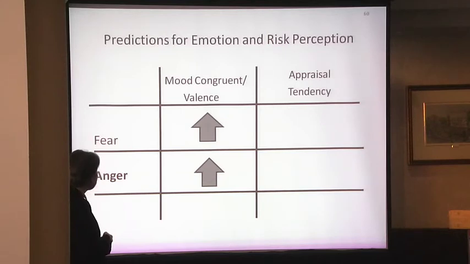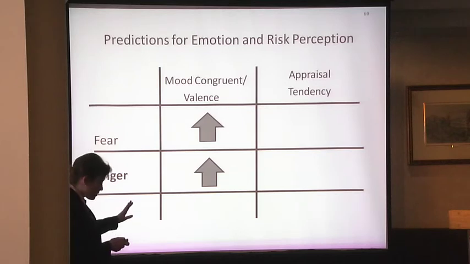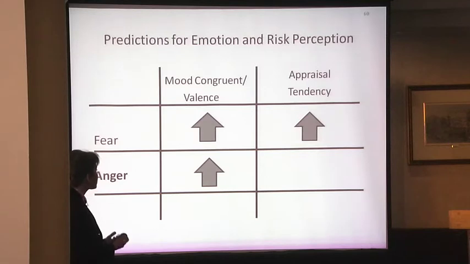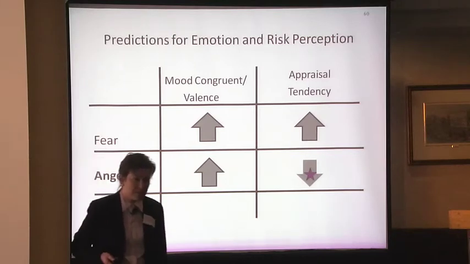So the dominant view, which we call mood congruent or valence, is that if you're fearful, you're going to see more risk because it's a negative emotion. And if you're angry, you're going to see more risk because it's a negative emotion and you're looking negatively. Our theory contradicts those. We say the same thing for fear because it's based on appraisals of uncertainty and lack of individual control. And we say the more angry you are, the less risk you'll perceive.